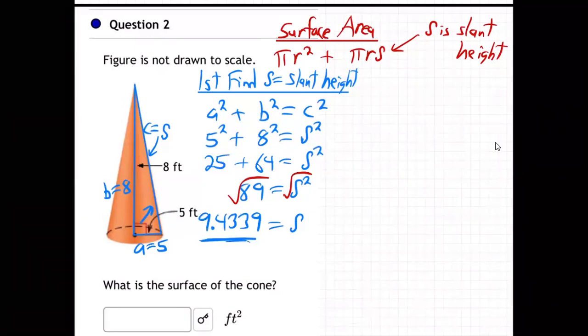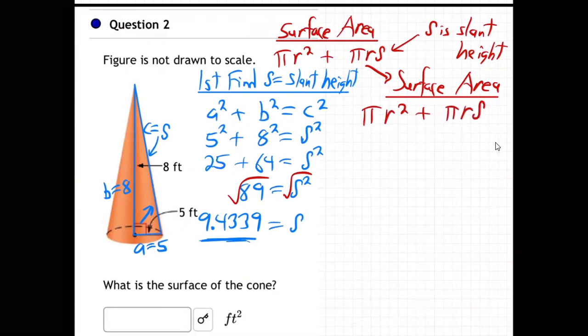So there's the slant height. That's the first thing. Now we can go back to the surface area. Now that we have the S, which we need for the surface area formula, we can say, all right, pi r squared plus pi r s. So pi, what's the radius? Well, the radius is the 5, right? Because it's from the middle to the edge, halfway across the circle. So there's the 5, there's the 5. And then finally the S. Well, we just did a bunch of work to find that. That's the 9.4339. There's the S.